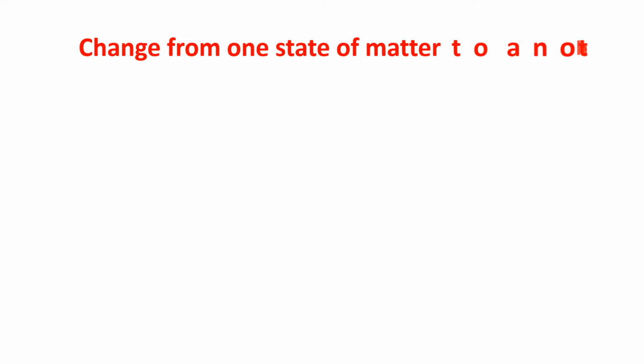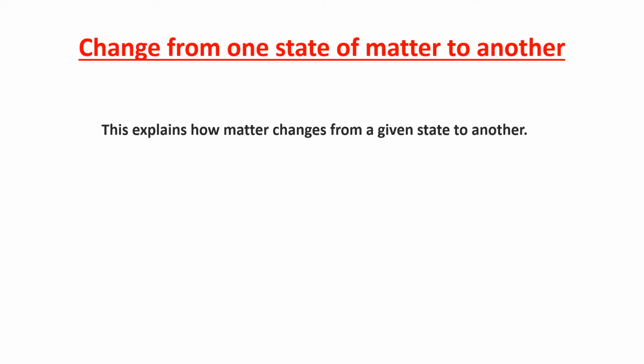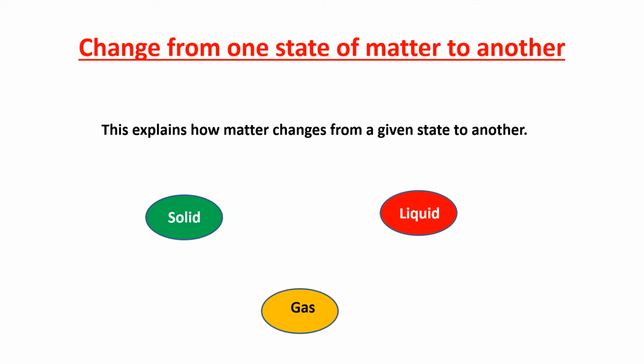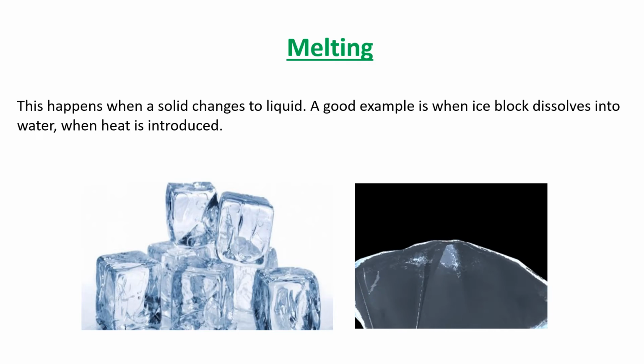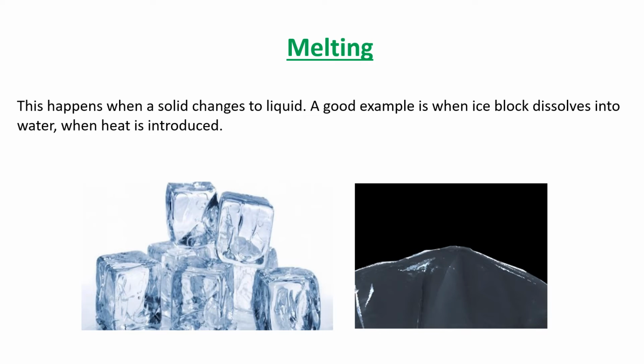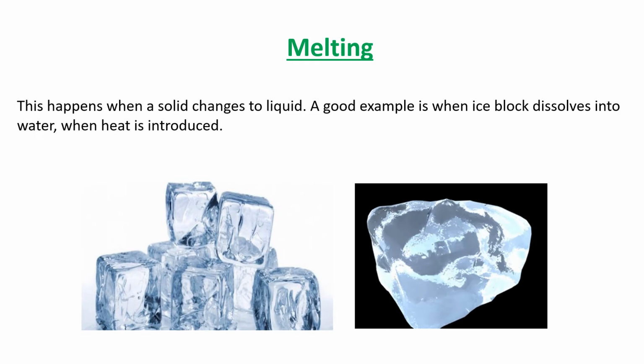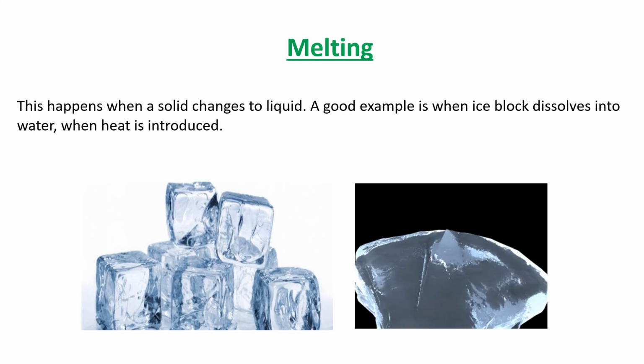Change from one state of matter to another. This explains how matter changes from a given state to another. Melting. This happens when a solid changes to liquid. A good example is when an ice block melts into water when heat is introduced.